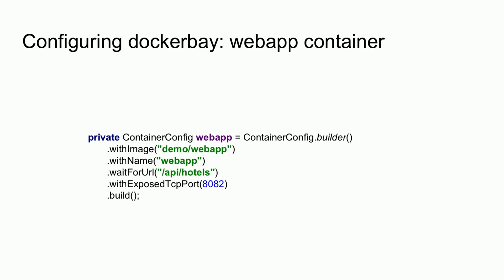So how does the web app container look like? This is a little bit more complex because apart from image name, container name, and that we wait for this URL, we also expose a TCP port. When we do that, the library will find a random port on localhost and map it to the container port. So by doing that, we avoid port collisions.